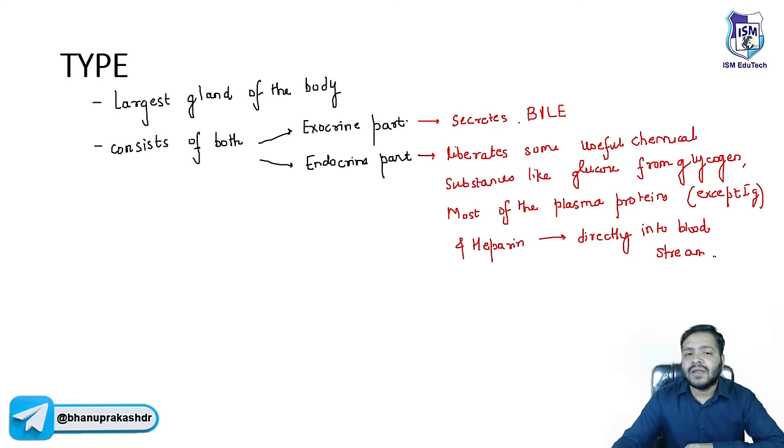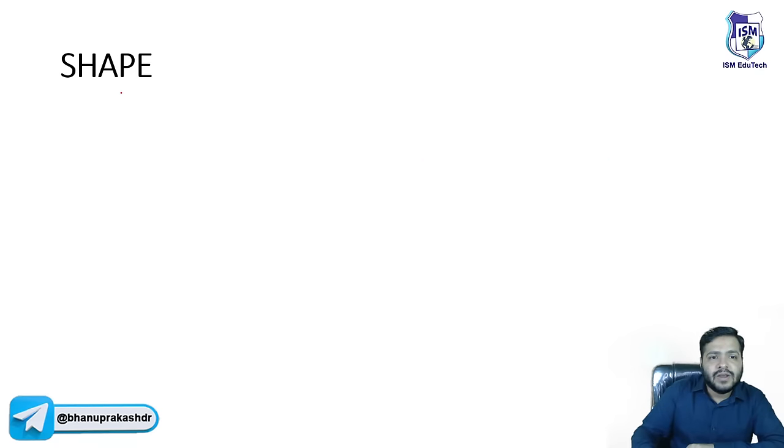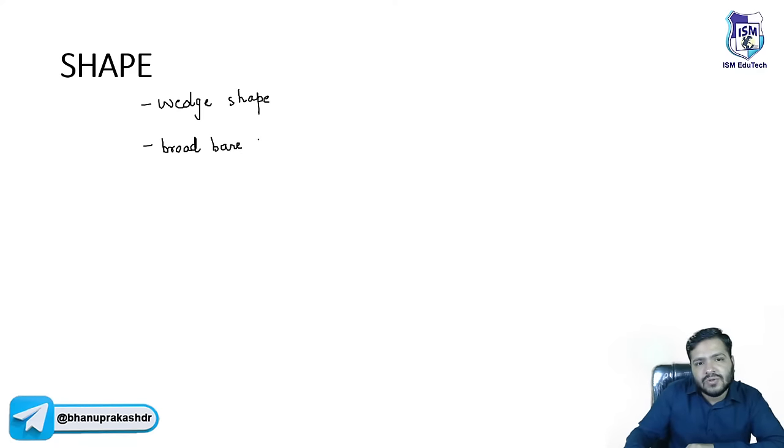So it consists of both exocrine and endocrine parts. The exocrine part will secrete the bile and the endocrine part will liberate some useful chemical substances like glucose from glycogen and most of the plasma proteins except the immunoglobulins and heparin directly into the bloodstream. So that is about the type. Coming on to the next, that is shape. You already know the liver is wedge-shaped. It has a broad base which is directed to the right.